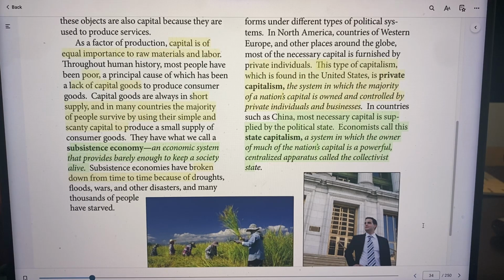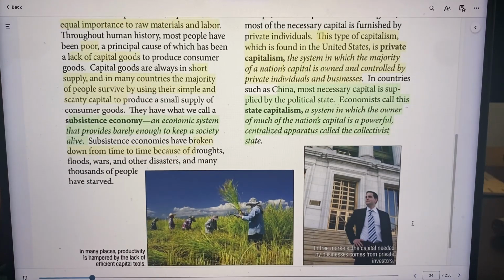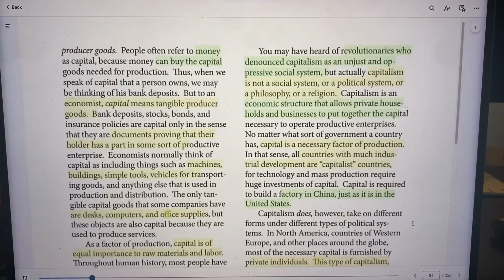So capital is very important. Otherwise, when a drought comes and you don't have capital to produce more food, you're going to be in trouble. In many places, productivity is hampered by the lack of efficient capital tools. You see, this is subsistence farming. They don't have tractors and those things.